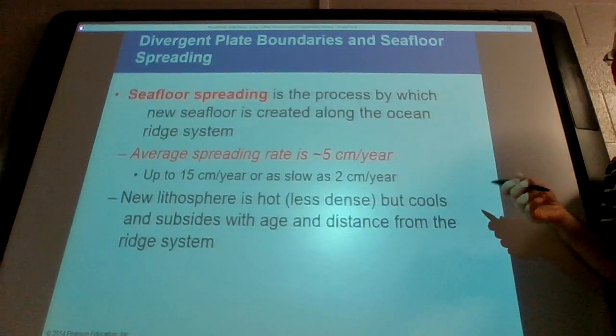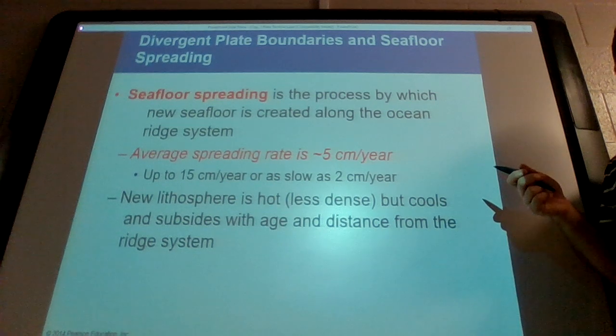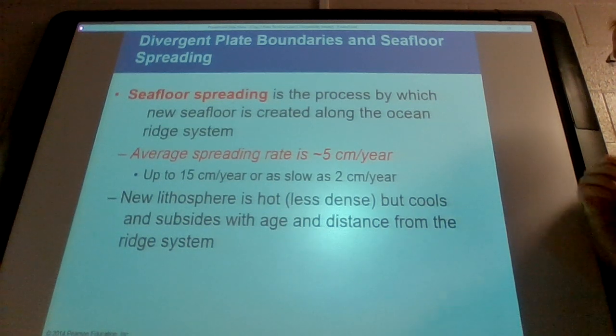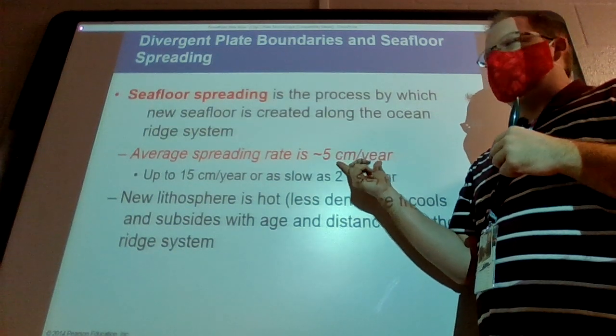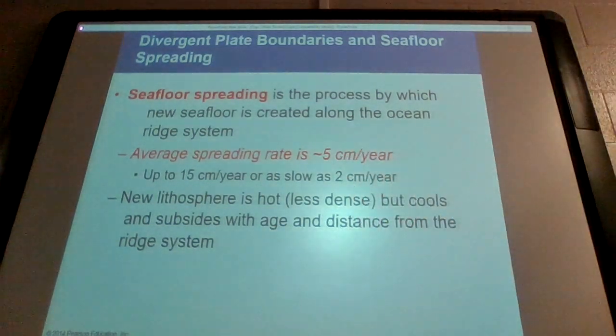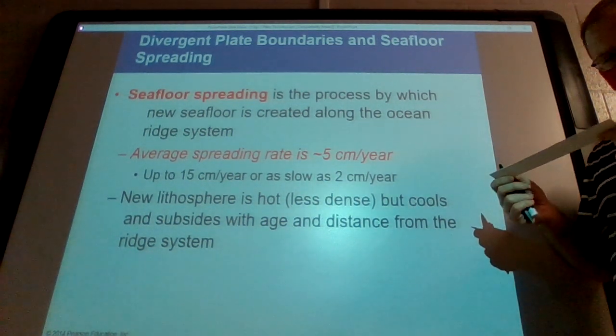So let's see. We talked about seafloor spreading and its rate. I think this is maybe where the last slide that we ended off with. So know that it's an average of about 5 centimeters per year, which is not very much. On the ruler here, 5 centimeters is close to 2 inches. Looks like almost exactly 2 inches, but I know that's not right.